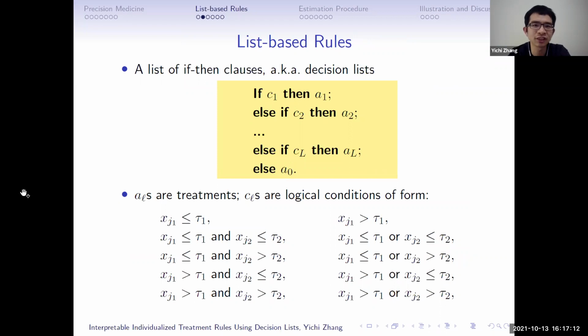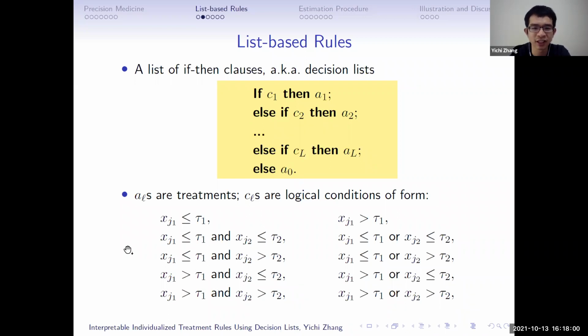Formally, this kind of rules can be characterized as list-based rules. And those are known as decision lists in computer science literature. So it consists of a list of if-then clauses. So if the condition C1 is met, then we recommend A1. Otherwise, if the condition C2 is met, then we recommend A2. And we will proceed going through all the if-then clauses. Finally, if the last condition is met, then we recommend the AL treatment. And if all the conditions fail, then we have the last treatment as the fallback option.